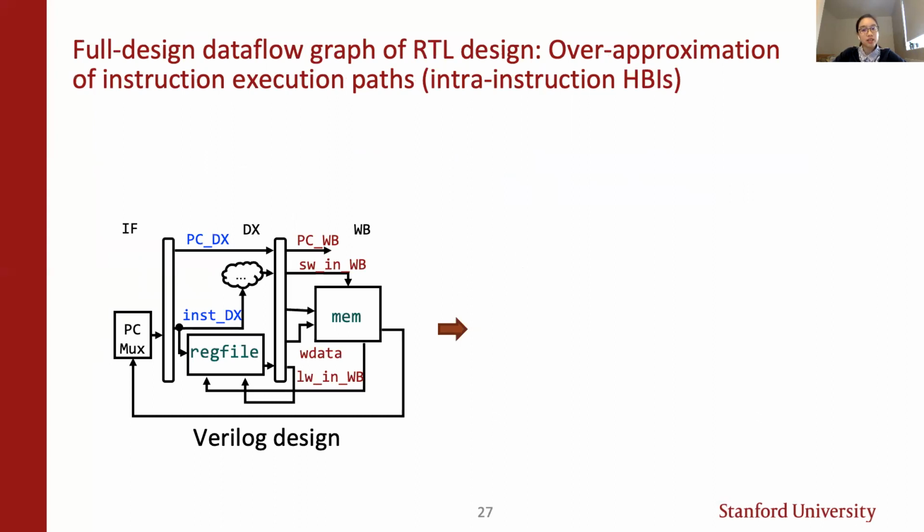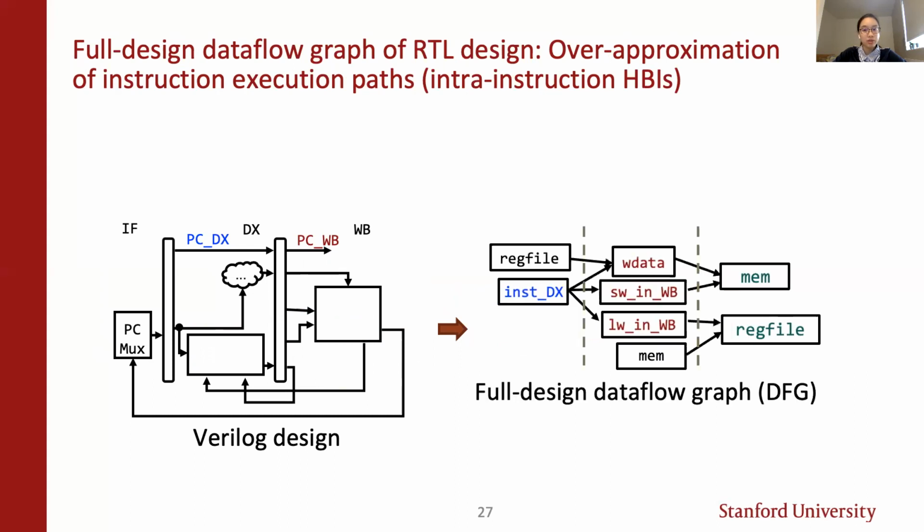Specifically, since the full design data flow graph of the RTL design contains all possible data flow relations that can be induced by instructions in the ISA, we start with the generation of it, where nodes are registers and edges are collapsed combinational logic.